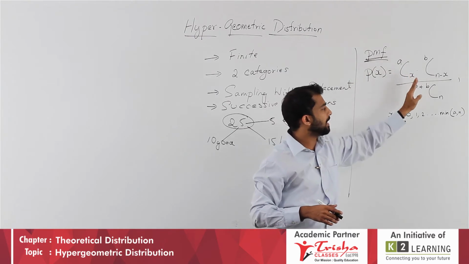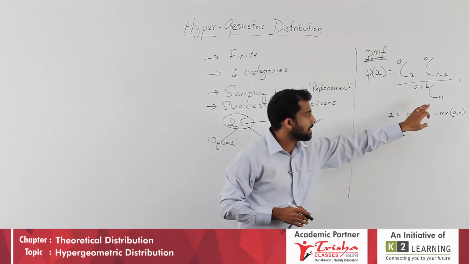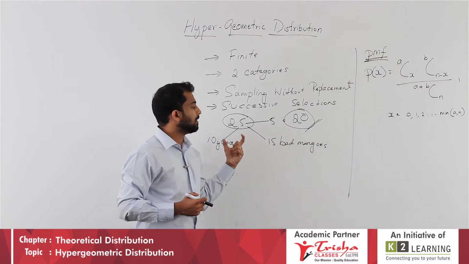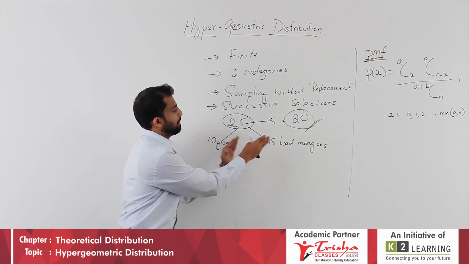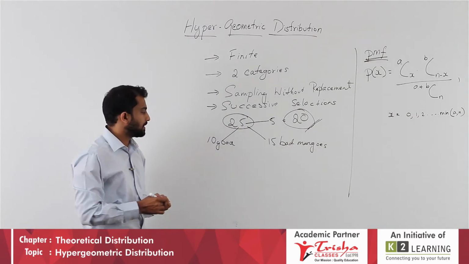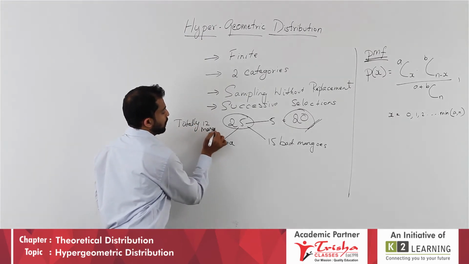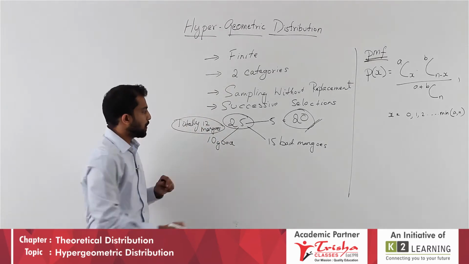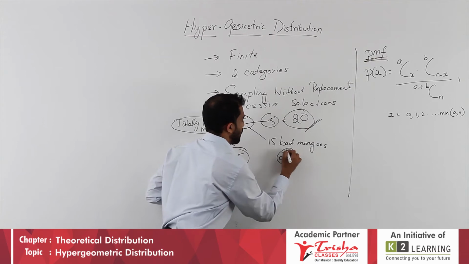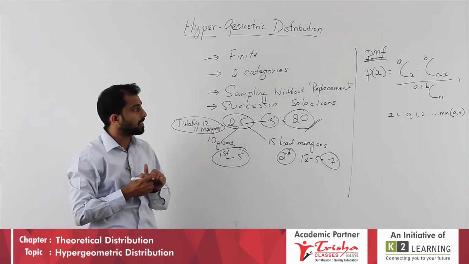What are A, B, x, n? This is very important, students. n is the total samples that we are picking up. A plus B is the total data, that is good mangoes and bad mangoes. 10 plus 15, that will be A plus B, which is 25. x is the sample drawn. Say I have to draw totally 12 mangoes. In the first draw I will draw 5, and in the second I will draw 12 minus 5, which is 7, and that is what is required here.